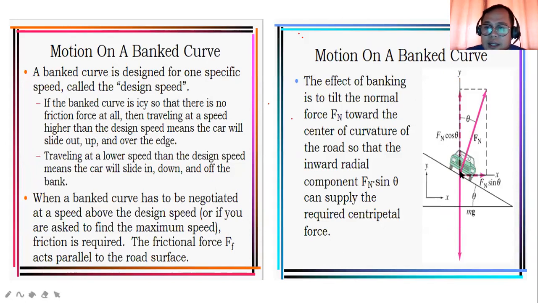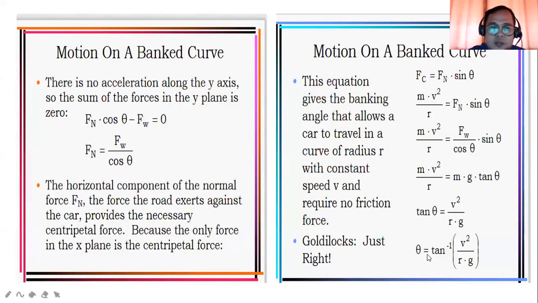If we look at it, Fn cosine theta is equal to the weight. They are actually exactly opposite. Okay, so they are opposite. One is moving up and one is moving down. So definitely, your normal force is equal to the weight all over cosine theta.